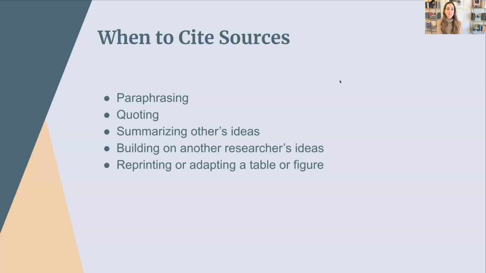So first of all, when you cite sources, there are a number of reasons to do this. You need to do it when you're paraphrasing. You need to do it when you're quoting. These are the most obvious instances. Also, when you're summarizing another source's ideas, or if you're building on their ideas, it's important to distinguish between what was the original source's idea and then what's your sort of expansion of that idea. And then also if you're using a table or a figure, you need to make sure that you're citing the source there as well.